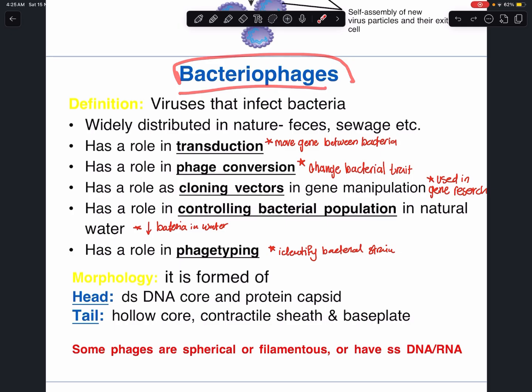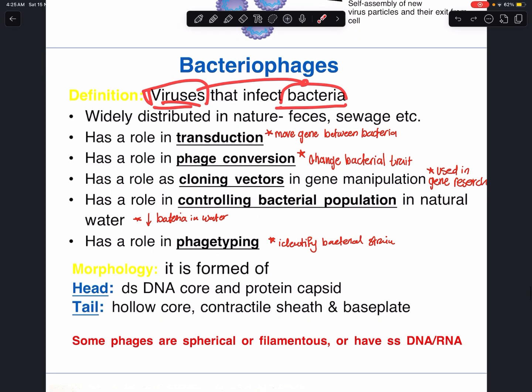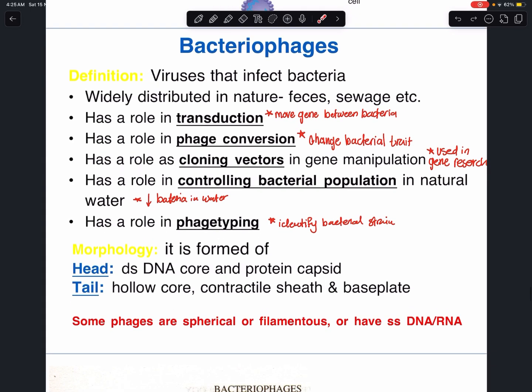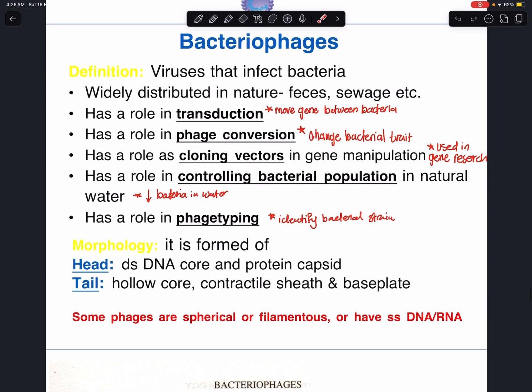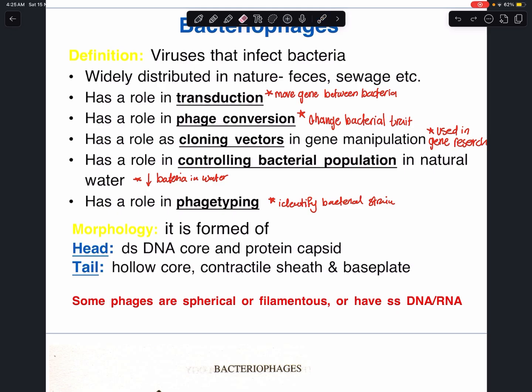Now we'll start with bacteriophage. A bacteriophage is a virus that infects bacteria. It's well distributed in nature. It has a role in transduction, phage conversion, cloning, controlling bacterial colonization, and phage typing. So, transduction moves genes between bacteria.